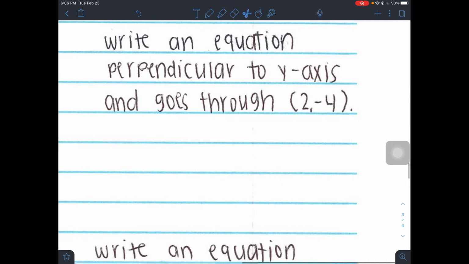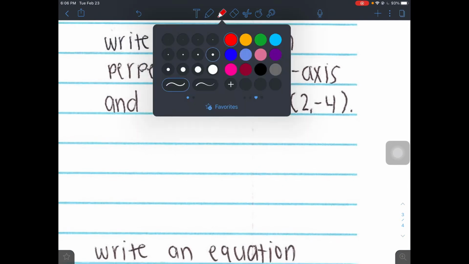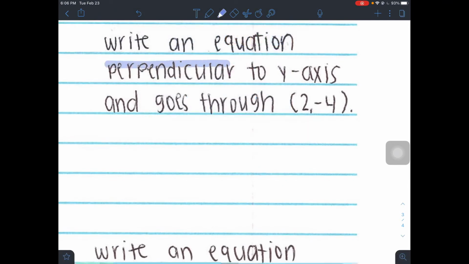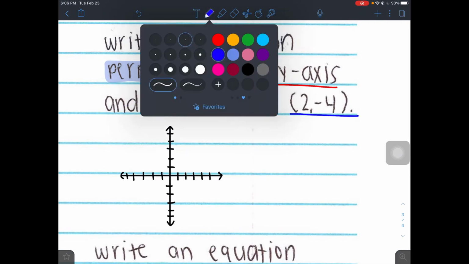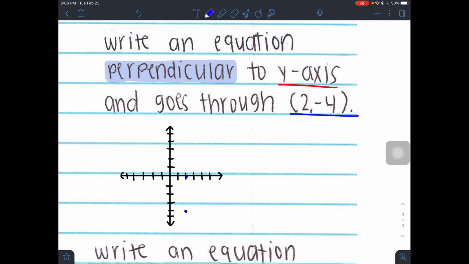Write an equation perpendicular to the y-axis and go through (2, -4). So again, here we're doing perpendicular, not parallel. So we do want it to cross whatever it's talking about here. Perpendicular to the y-axis, and we want it to go through the point (2, -4). Let's go ahead and plot the (2, -4) point. So it's going to be here.